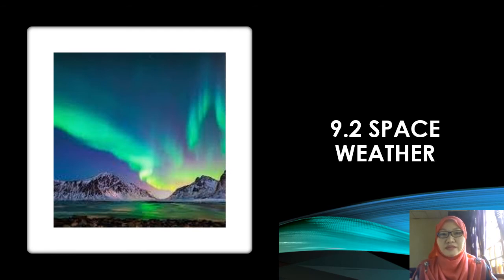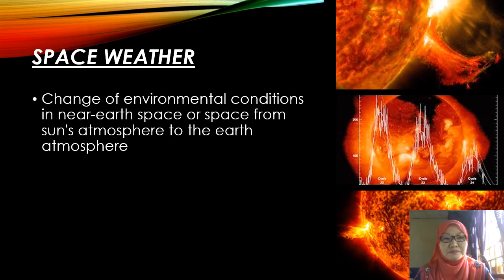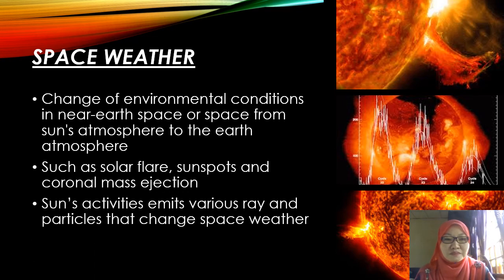We go to the next subtopic, 9.2, about space weather. What is space weather? It is a change of environmental conditions in near-Earth space, or space from the Sun's atmosphere to the Earth's atmosphere, such as solar flares, sunspots, and coronal mass ejections. The Sun's activities emit various rays and particles that change space weather.